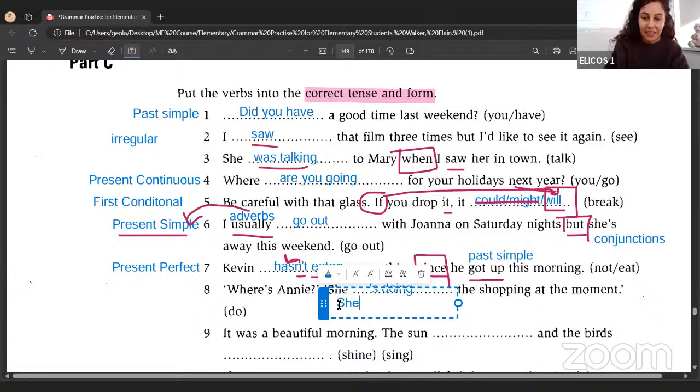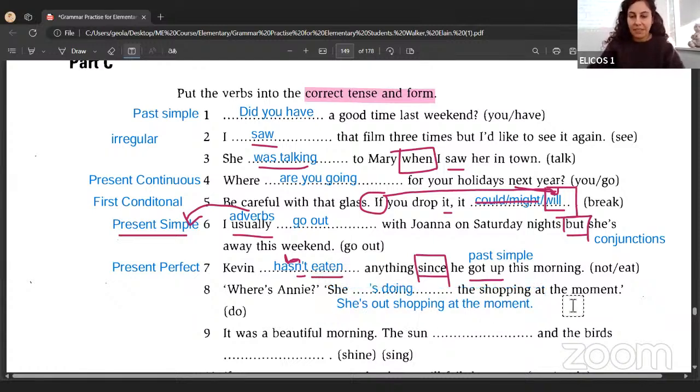So where's Annie? We would say she's out shopping. Even if you want to add at the moment, she's out shopping at the moment, but really we would just say, she's out shopping. So that's the more common way to answer that. Okay, number 9.